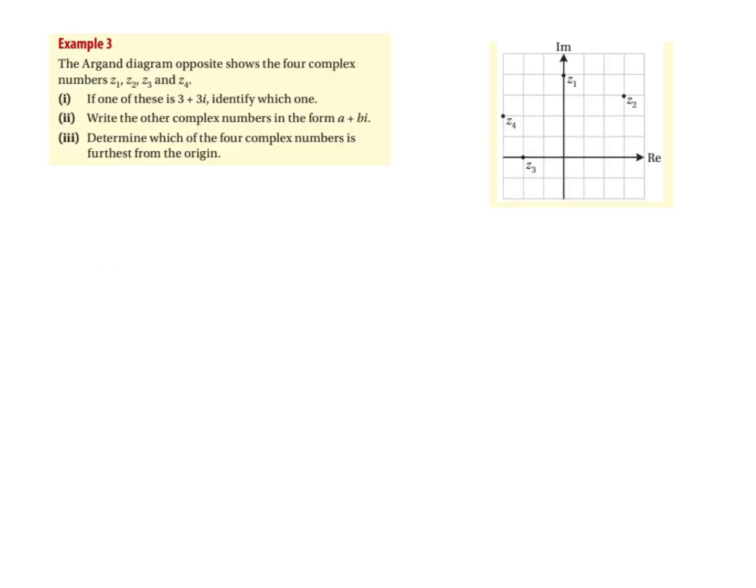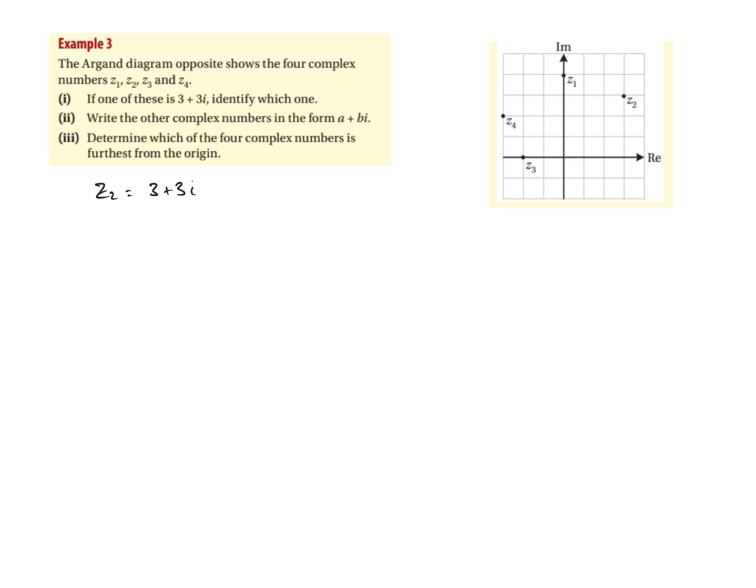Right, we have an Argand diagram here, and it says there's 4 complex numbers, z1, z2, z3, and z4. And it says if one of these is 3 plus 3i, identify which one it is. Well, it shouldn't be too difficult. So if we go across, 1, 2, 3 in the real, 1, 2, 3 in the imaginary. So this one here, z2, so we can write that down. z2 must be equal to 3 plus 3i. Nice and straightforward.